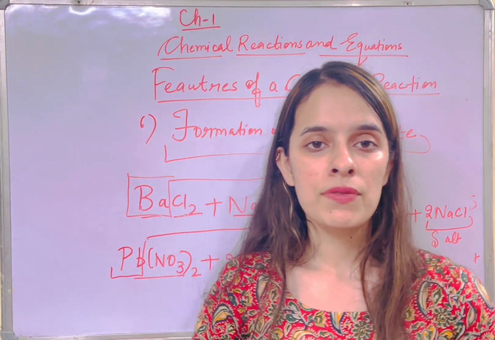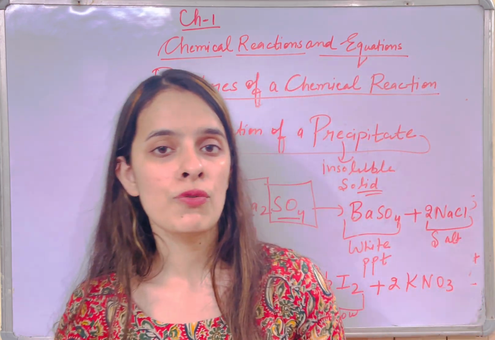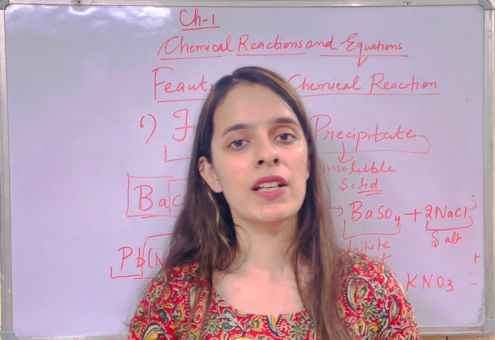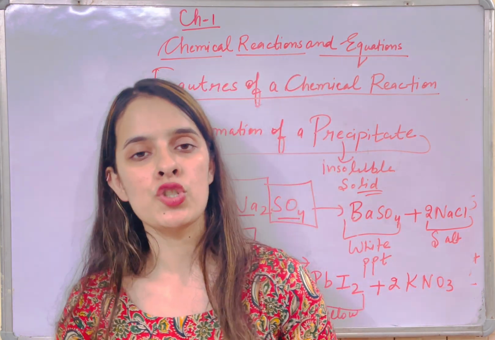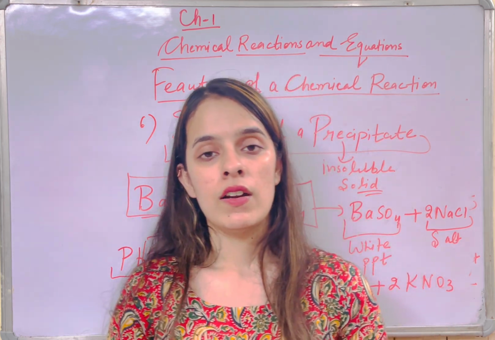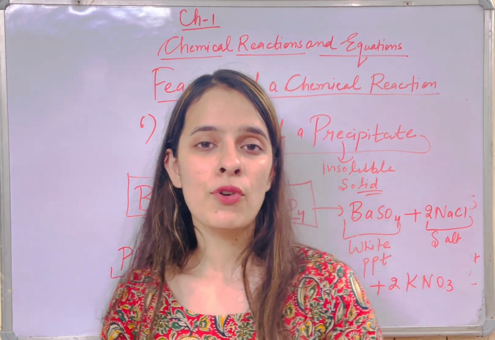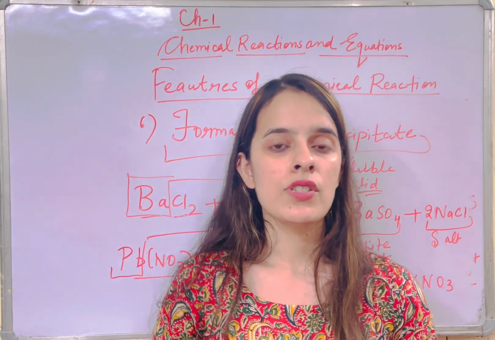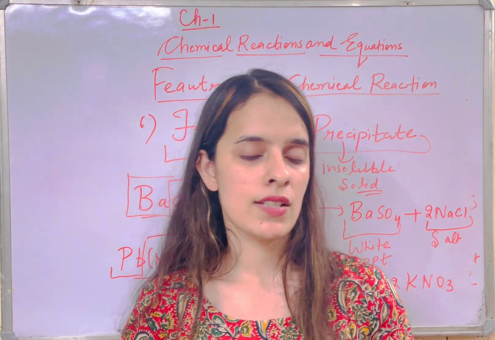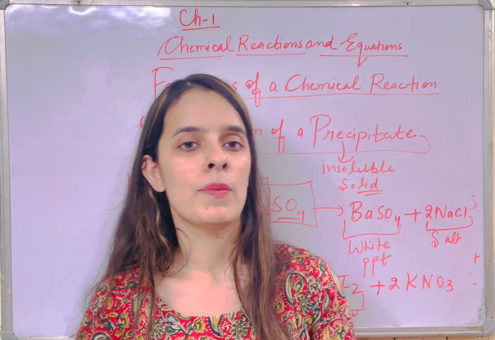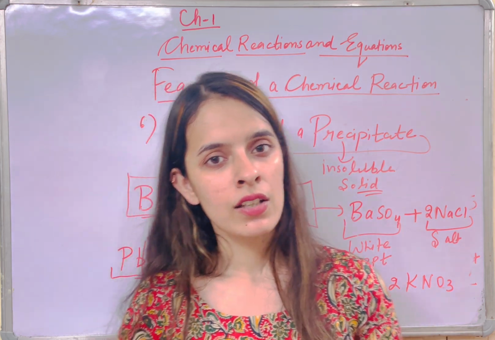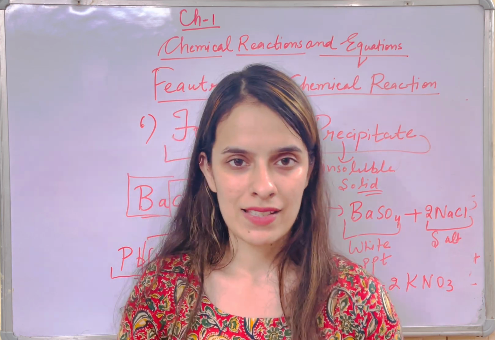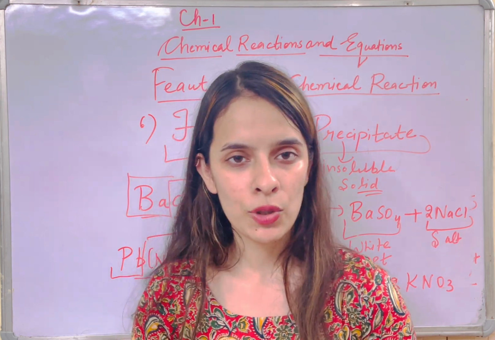So this was all about the features of a chemical reaction. So first of all, a chemical reaction is said to have occurred when there is a formation of a new substance. The new properties are formed, old bonds are broken, new bonds are formed. And what are the features? How will you come to know that a chemical reaction has occurred? When there is a formation of a precipitate, change in color, change in odor, change in temperature, evolution of a gas. I hope all these features are clear to you.